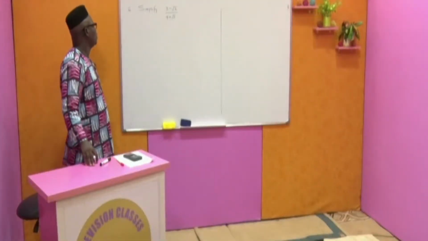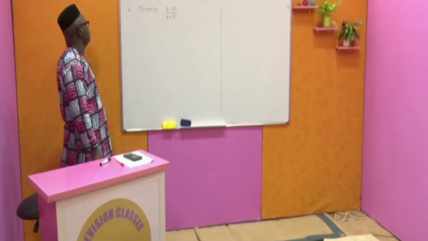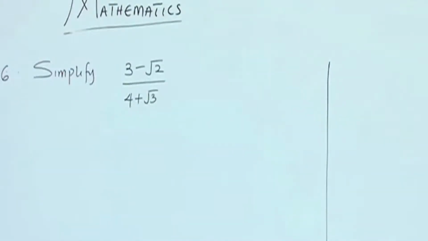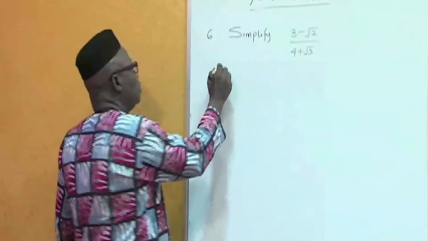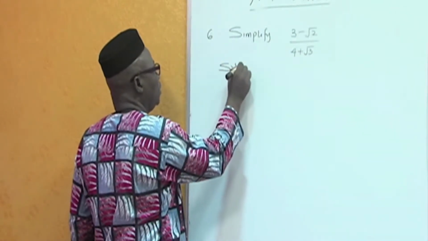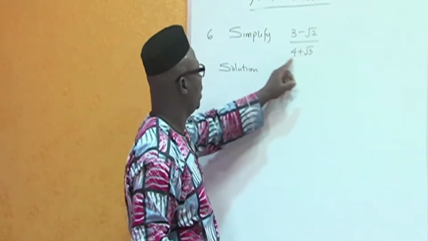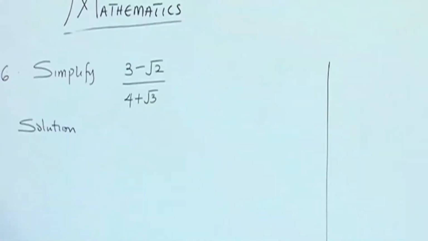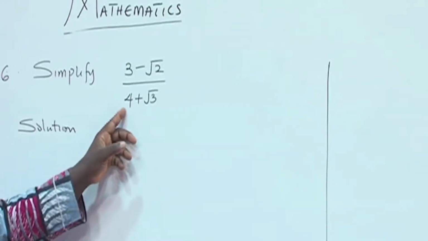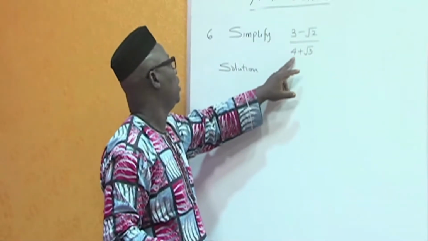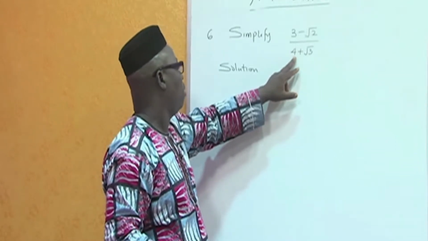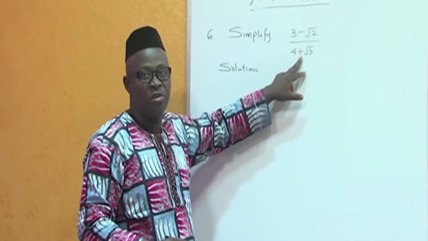Now moving on to question number 6, we are required to simplify 3 minus root 2 all divided by 4 plus root 3. So to simplify this, we have a binomial surd as the denominator. So we are going to use the conjugate of the denominator. What is the conjugate of this particular binomial surd? It is still going to be 4, but the sign will be reversed.